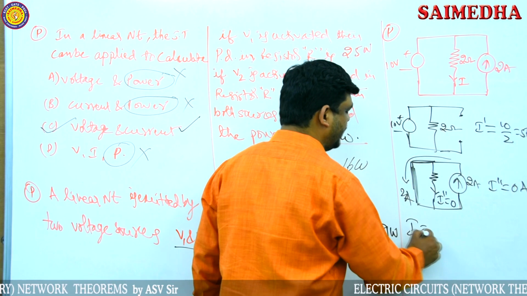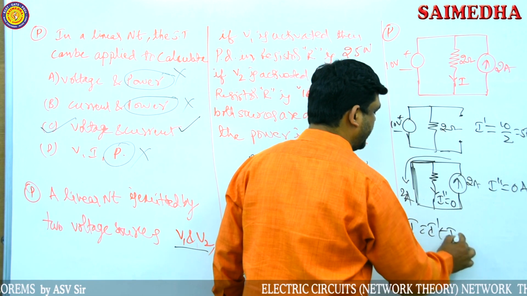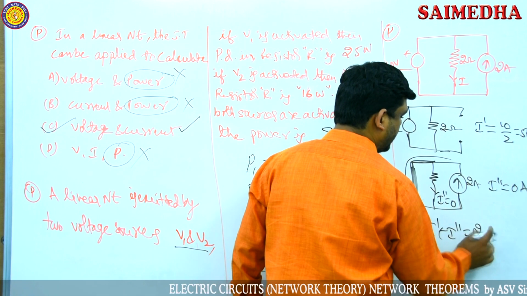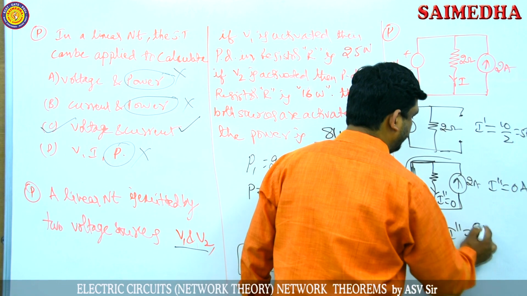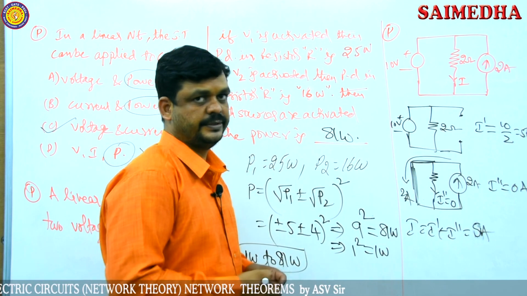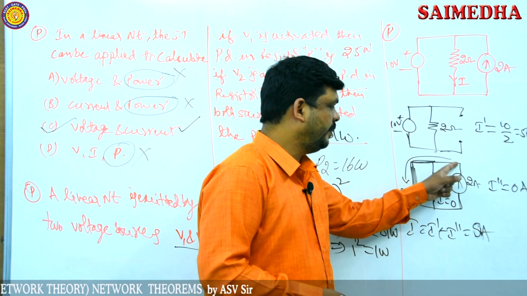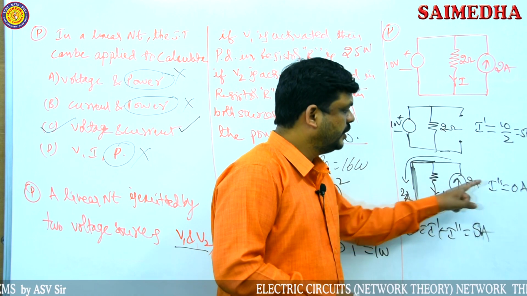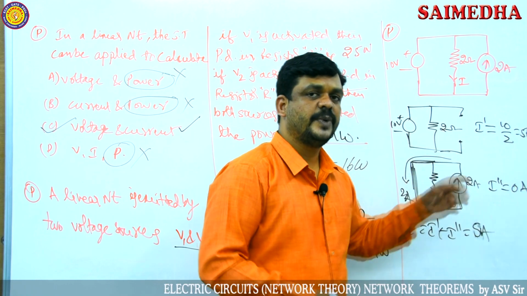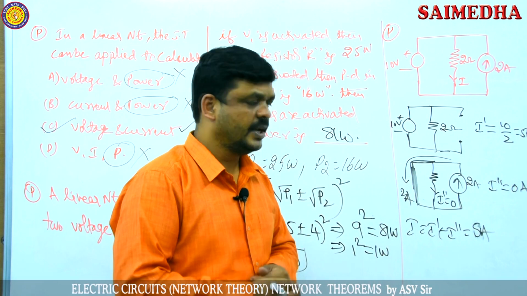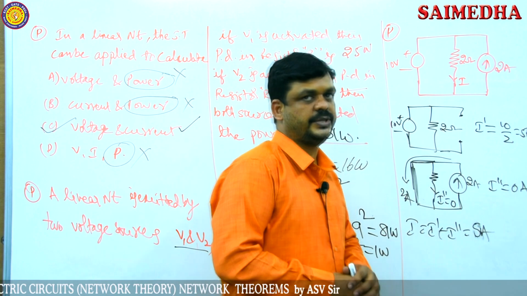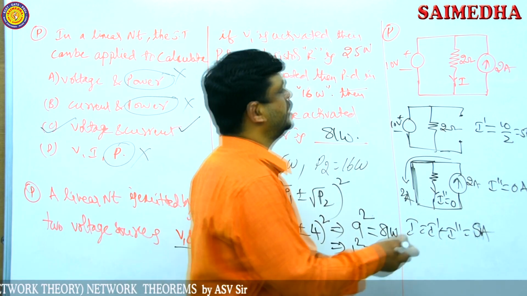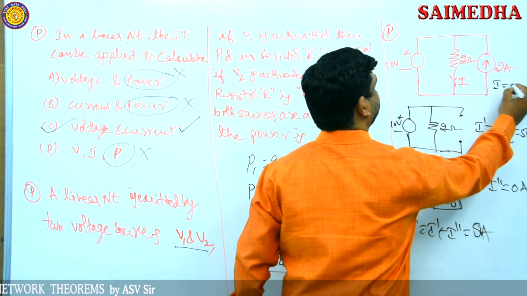Then the total current I is equal to I dash plus I double dash. This becomes now 5 amps plus 0. Due to the current source, the complete current flows through the short circuit path and the current through the resistor is 0. Then the total response is equal to the sum of individual responses. Then it becomes 5 amps. So from the given question, this I is 5 amps.